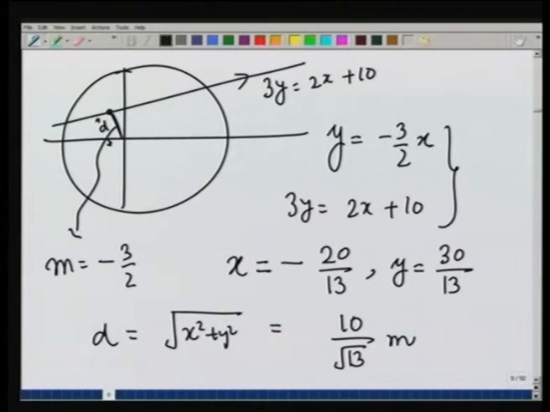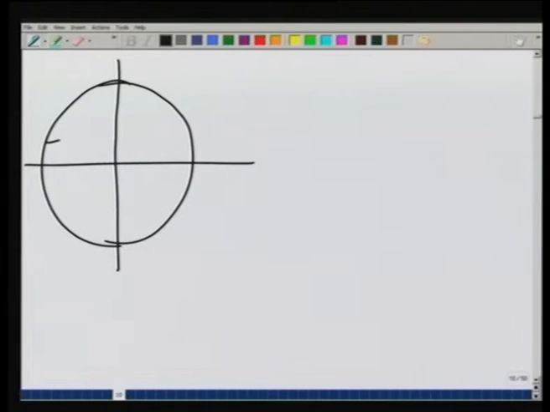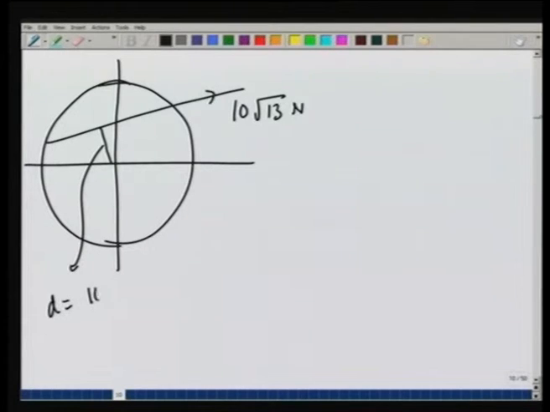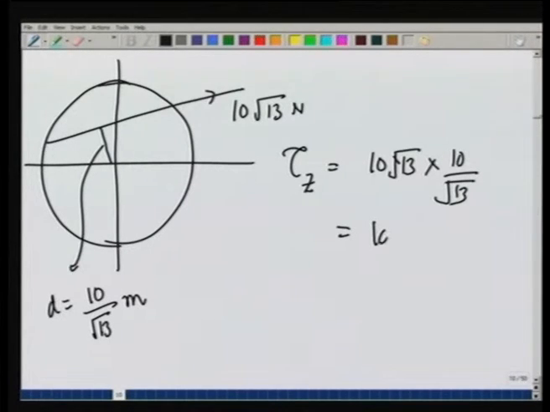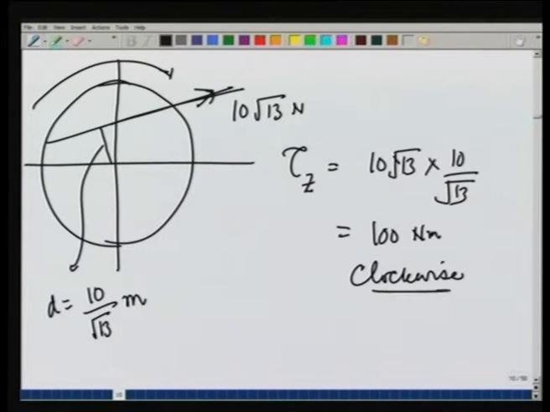So, we have F, we have d, and therefore, the moment can be found out. The force is like this, whose magnitude is 10 square root of 13 newtons. We have found this distance, which is d equal to 10/root 13 meters, and therefore, the torque about axis z is going to be 10 root 13 times 10/root 13, which is 100 Newton meters, and because of the direction of force being this way, the sense is clockwise. This is exactly the same as we found earlier, which was coming out to be minus 100 Newton meters. So, you see the two definitions are consistent.